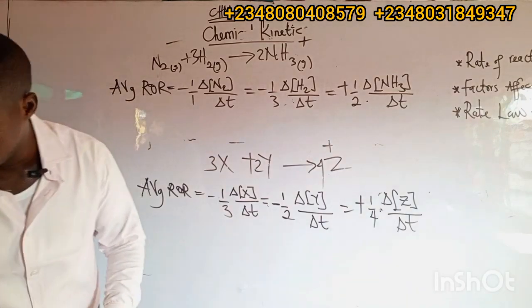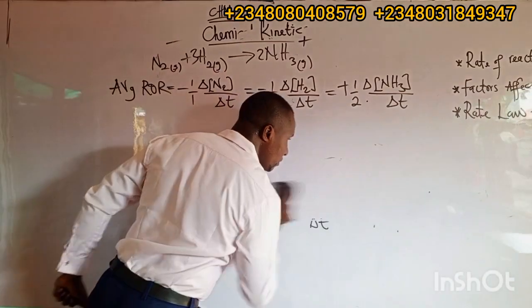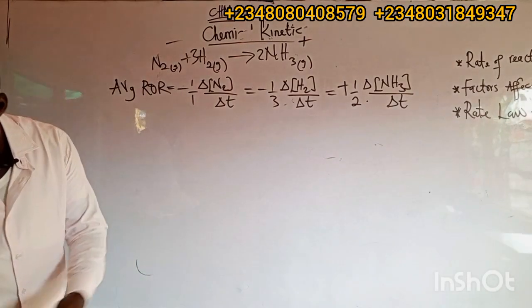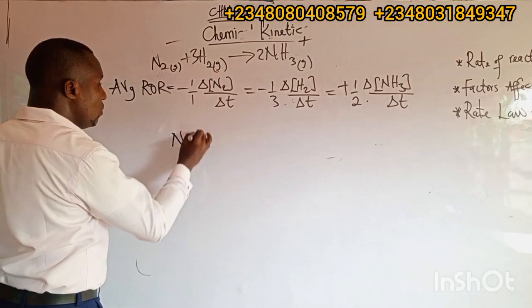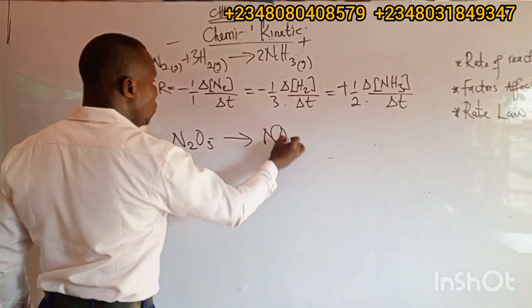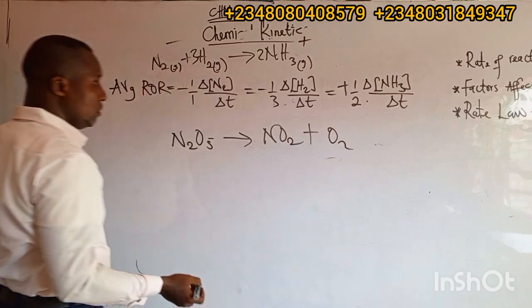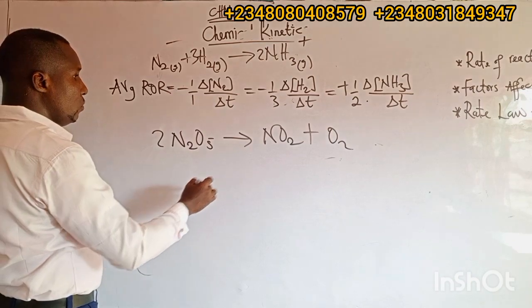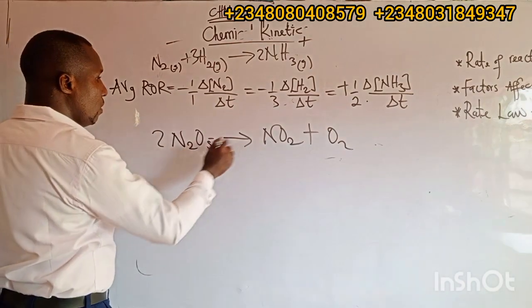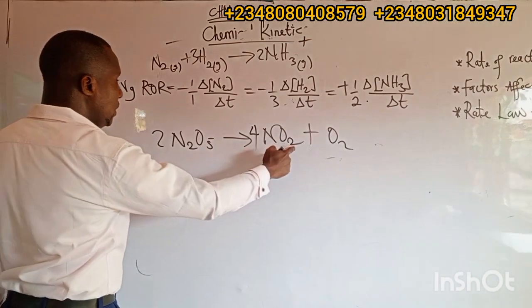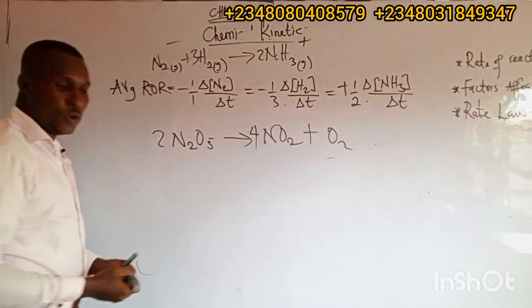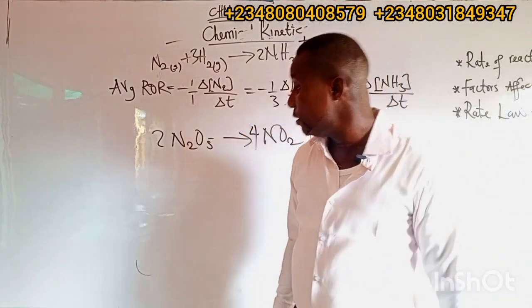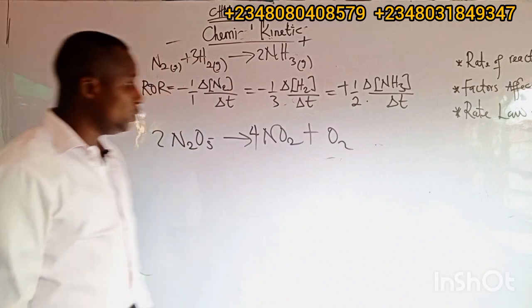Try this for me. When you have N2O5 to give NO2 plus O2, balance the equation: put 2 here, 4, and 1. Pause and do it.